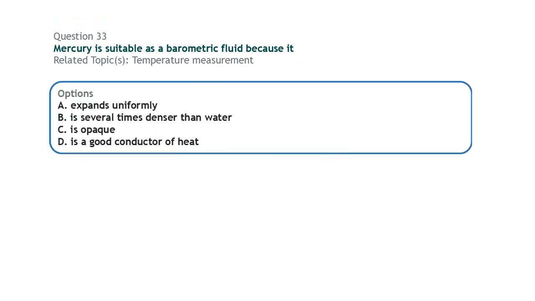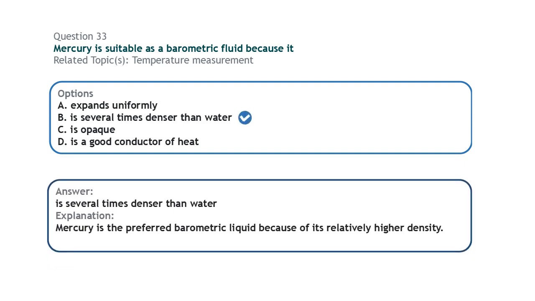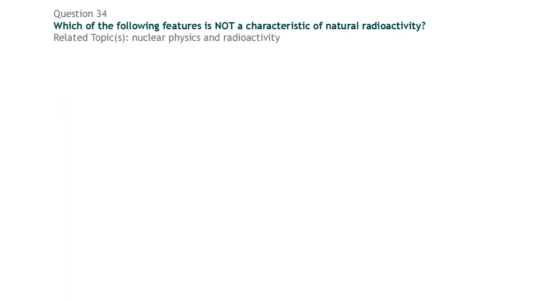Next, on temperature measurement, mercury is suitable as a barometric fluid because it is denser than water. It has a higher density than water.